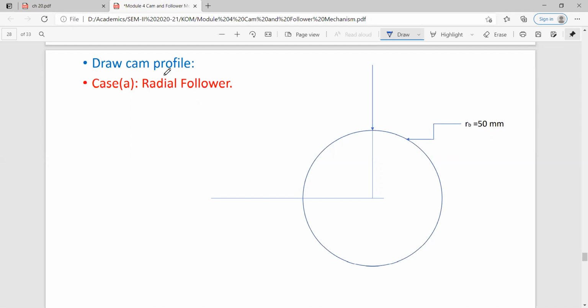So conditions may be related with the follower. If it is a radial follower, your construction will be different. Then if it is an offset follower, your construction will be a little bit different. Then construction also varies with respect to whether the follower is knife edged or a roller follower. So that also changes the cam profile.